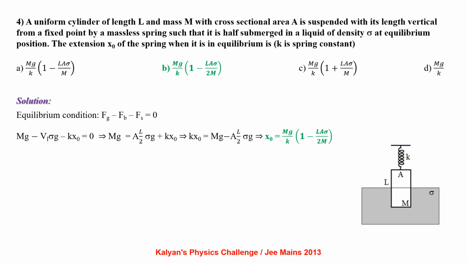Equilibrium condition: gravitational force minus buoyancy force minus spring force equal to 0. So that is mg minus V1 sigma g minus kx naught equal to 0. That is mg equal to A into L by 2 sigma g plus kx naught, from where we get x naught equal to mg by k times 1 minus L A sigma by 2m.